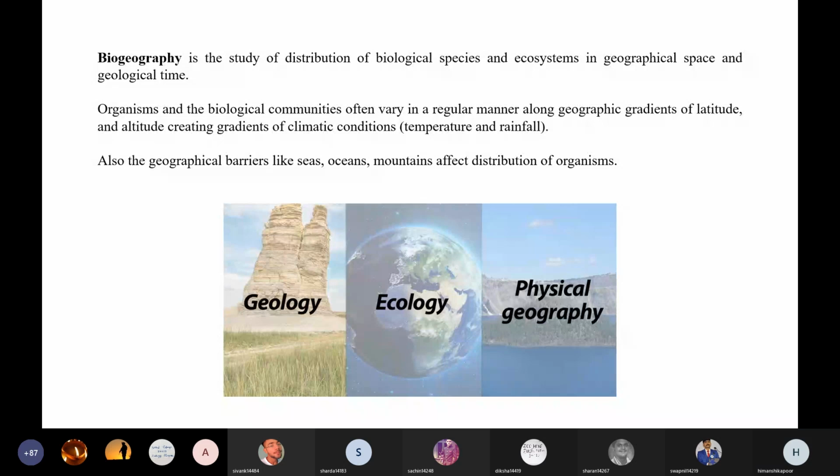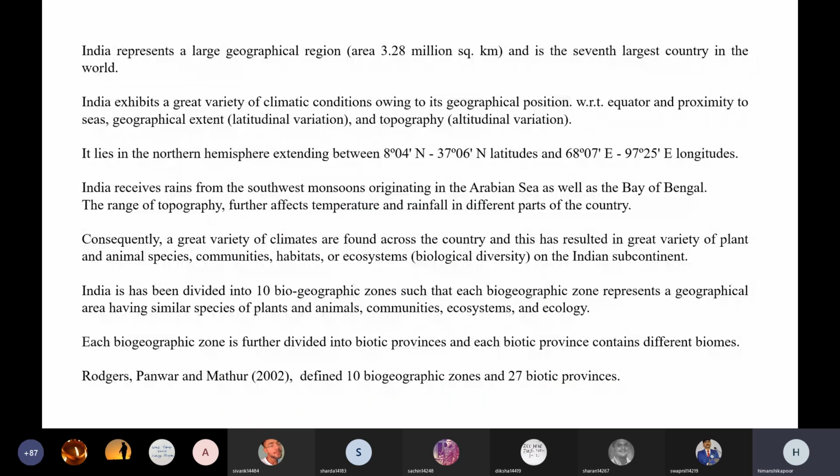Now coming to the biogeographic zones of India. India represents the 7th largest country in the world, and it has a large geographical area, around 3.28 million square kilometers. And in India, we have a range of geographical features. We have several plains, several water bodies, and deserts.